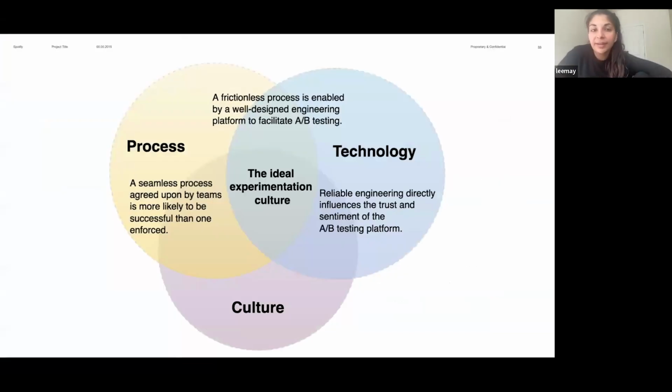And here's another way to look at it. It's an ideal experimentation culture. There's process, it's seamless, it's easy to run A/B tests. There's technology, it's reliable. Your systems can reliably produce events and data that allow you to compute your success and guardrail metrics. And then there's culture. If engineering teams and product managers are actually interested in the impact and less interested in simply checking a box and shipping that feature to production, then that is the ideal place for experimentation.